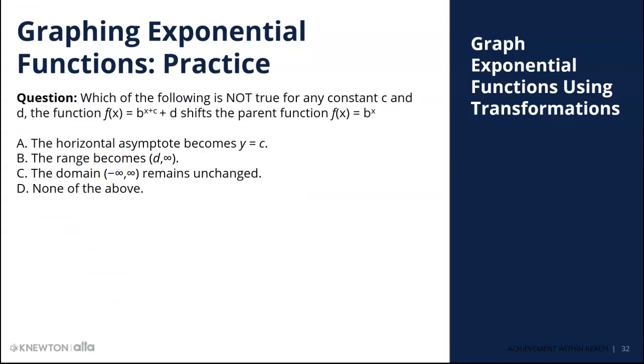Let's answer this conceptual question here. Which of the following is not true for any constants c and d, the function f of x equal to b to the x plus c, plus d, shifts the parent function f of x equals b to the x? So is this true or false? The horizontal asymptote becomes y equals c. Now, the horizontal asymptote shifts if there is a vertical shift, that is, if there is a d. So from y equals 0, it becomes y equals d. So A is false.